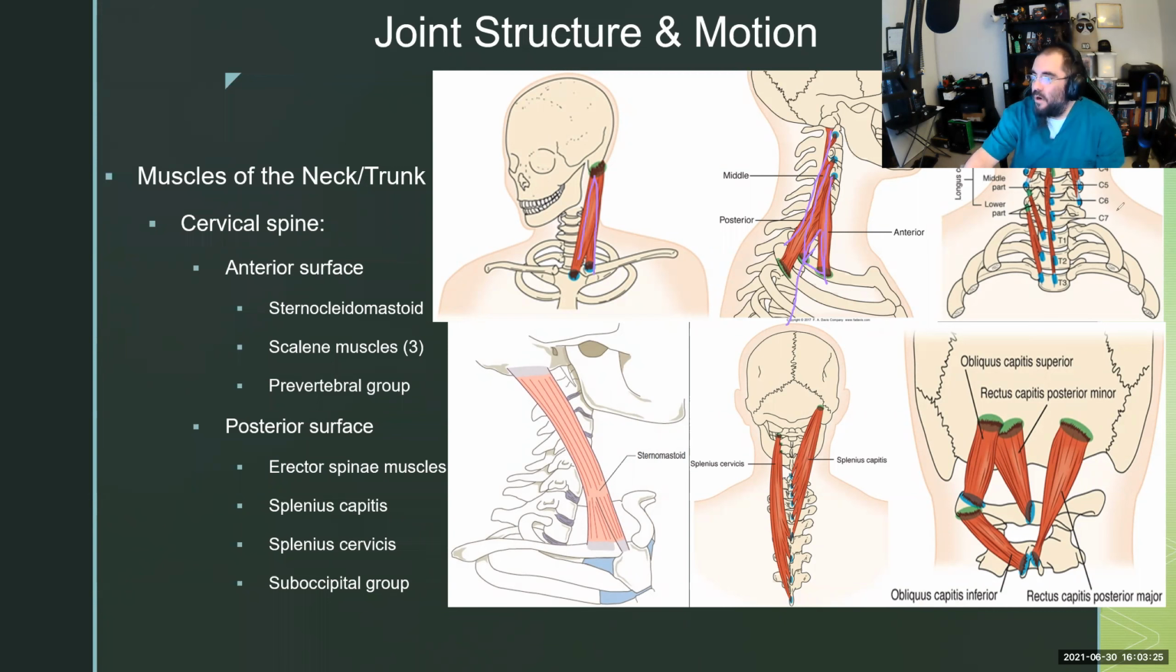We also have this group called the prevertebral group. Now, the prevertebral group all have their own names, okay? I'm not going to be mean and require you to know all their names because I'm not really good at identifying rectus capitis anterior versus rectus capitis lateralis versus longus colli, stuff like that. So these are the prevertebral group.